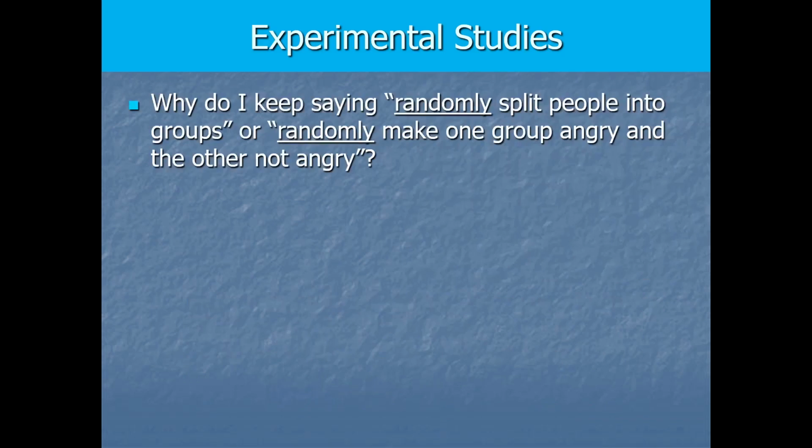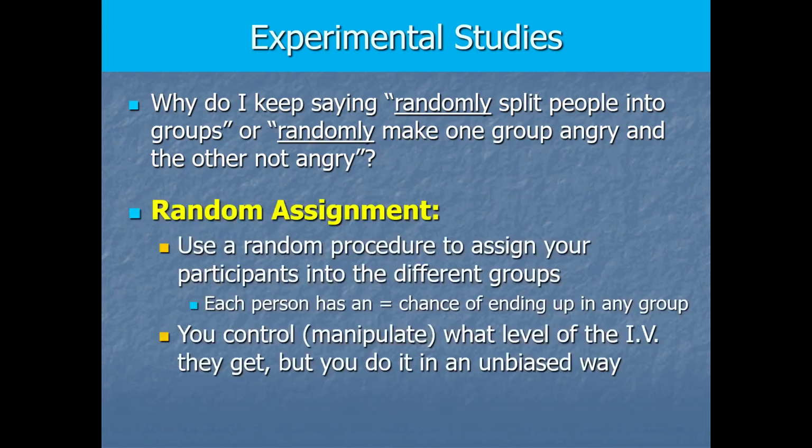So you may have noticed in my examples, I keep saying randomly split people into groups, or randomly make one group do X and the other group do Y. So why is that? Well, using the randomness turns out to be one of our most powerful weapons in research design. If we want to build evidence for one variable causing another, an experiment is the best way to do that. Specifically, we talk a lot about random assignment.